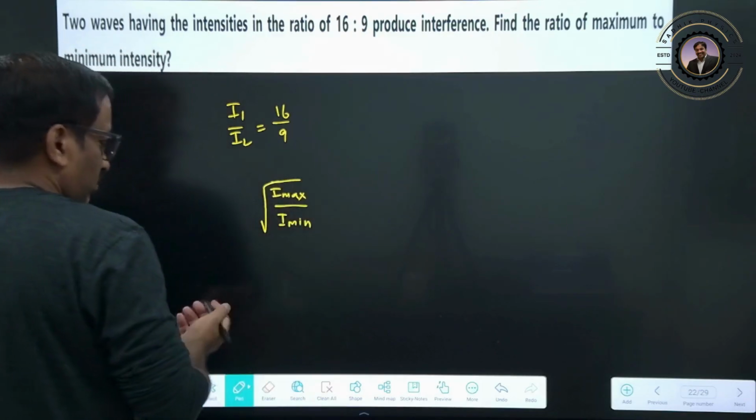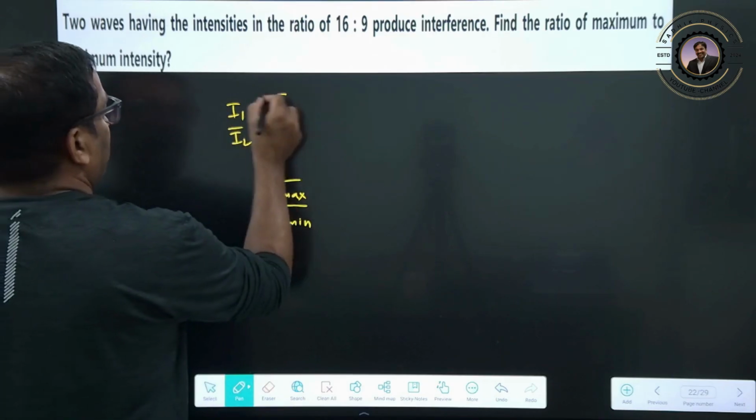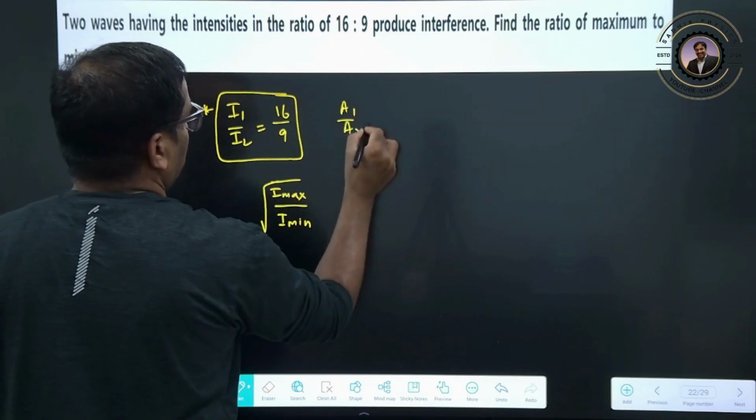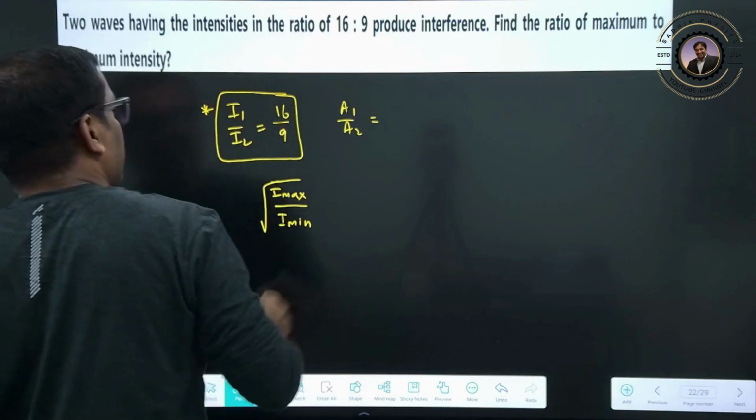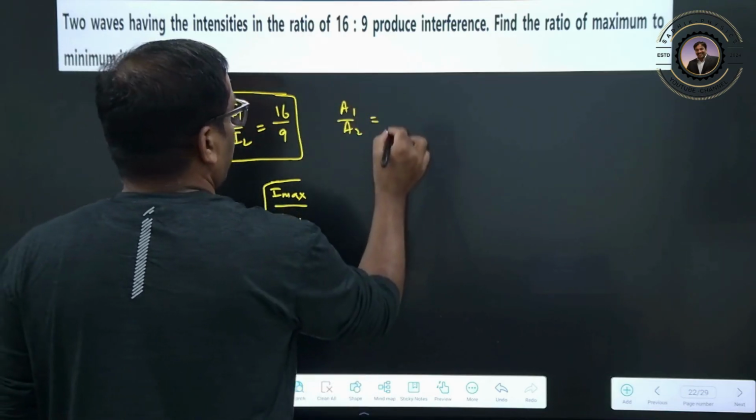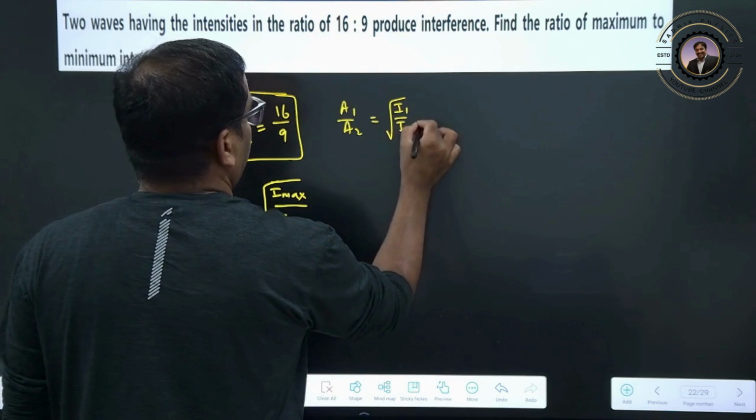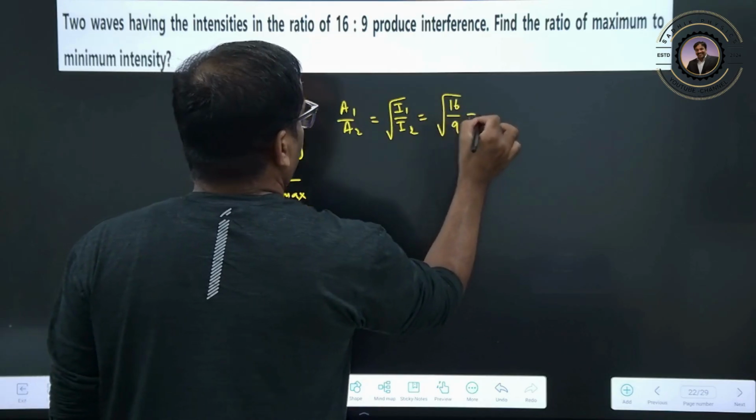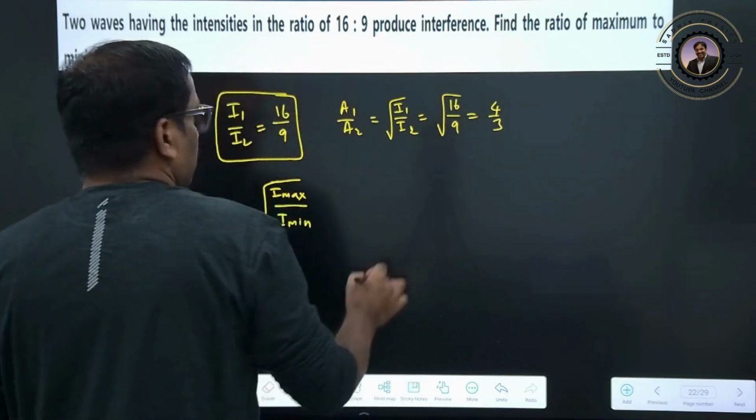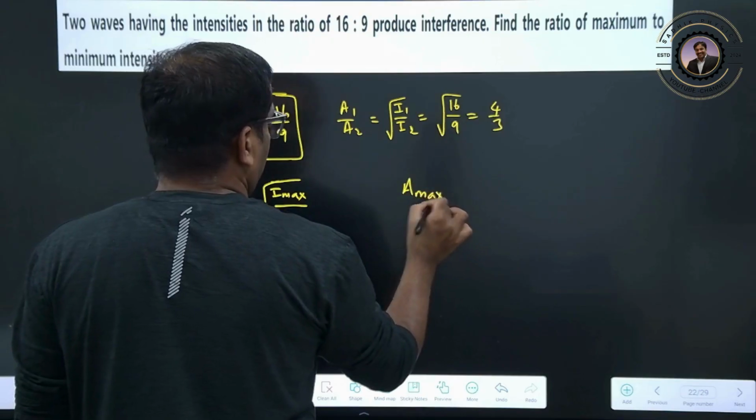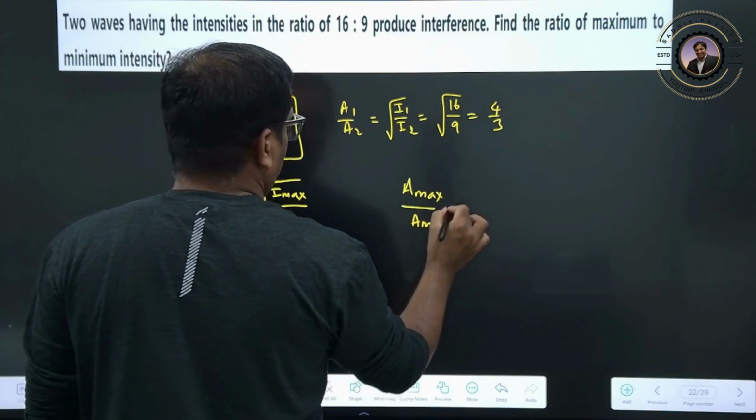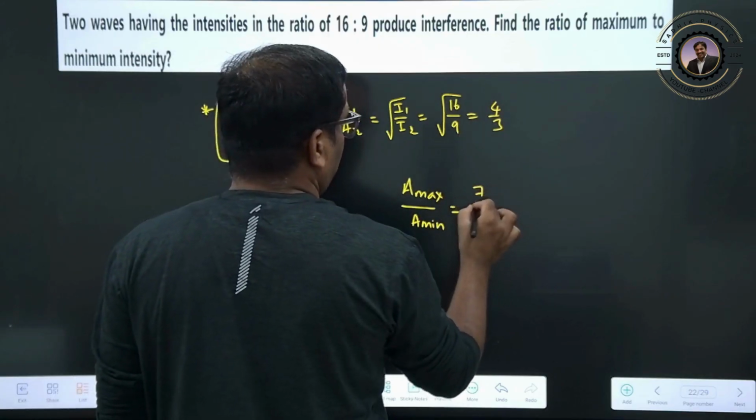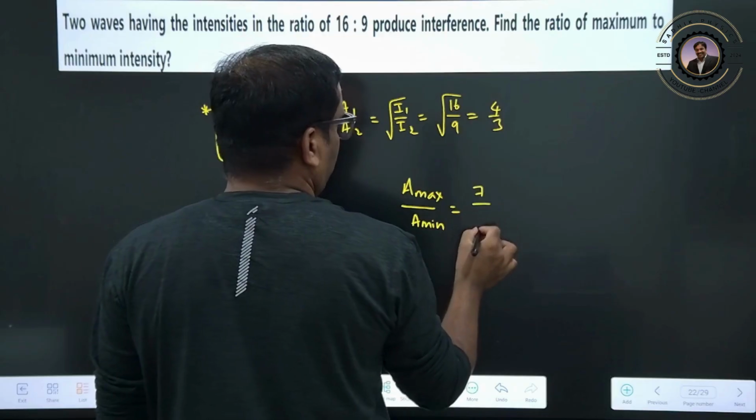Clear? Or you can calculate the amplitudes also. Just to add, you can get it. Therefore A1 by A2 can be written as root of I1 by I2. So root of I1 by I2 is nothing but root of 16 by 9, therefore 4 by 3. So we can write A max by A minima as A max, add these two, therefore 4 plus 3, 7, and 4 minus 3, so therefore it is 1.